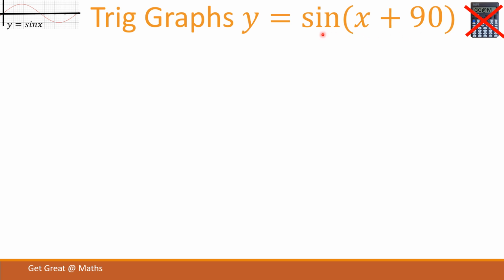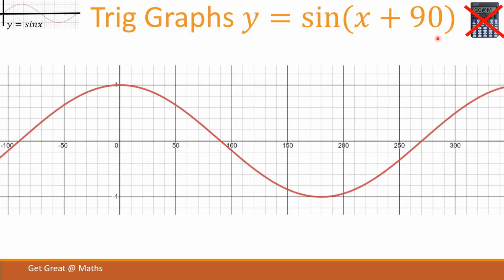Again, this time I've got a function in the bracket, so I've got y equals sine of (x plus 90). We're going to go back to the original sine curve, y equals sine x. What happens to the graph of y equals sine of (x plus 90)? Have a go at drawing the graph, press pause and then press play when you're ready to see the graph. So well done if you got this correct.